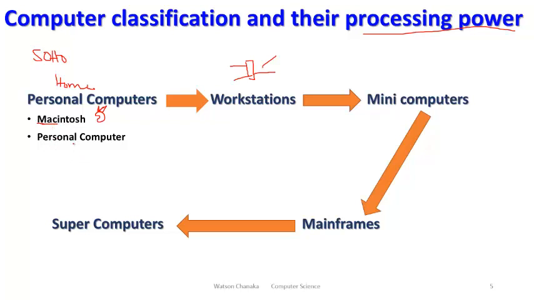Then the personal computers came up in 1981 with the IBM personal computer. In the personal computer category, we're talking about the HP, the Dell, Lenovo. These all fall under the personal computers. Whereas Macintosh is only one Mac computer, which is from Apple.